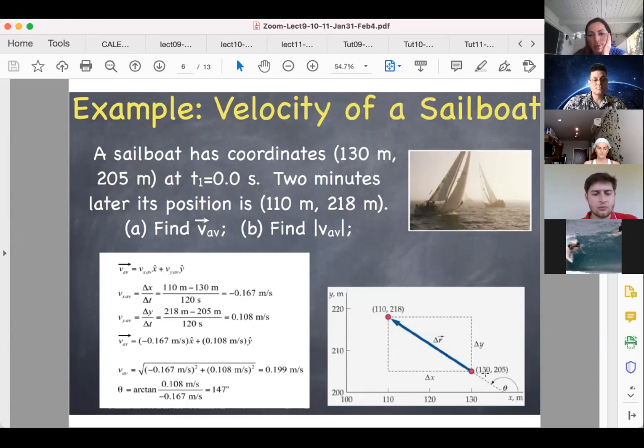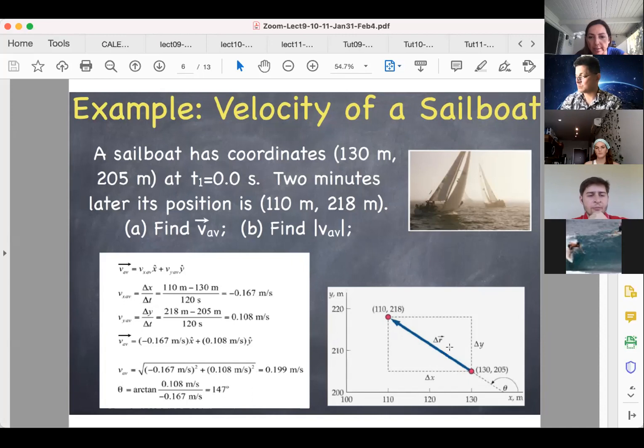So what you do, you make your sketch and you make this dot, which represents the position of your sailboat at t equal to 0 seconds at the beginning. Then it says 2 minutes later, its position is 110, 218. So 110 is here, 218, a bit less than 220. Okay, we put it here. Very good. Here you see, we draw a vector that goes from the initial position to the final position.